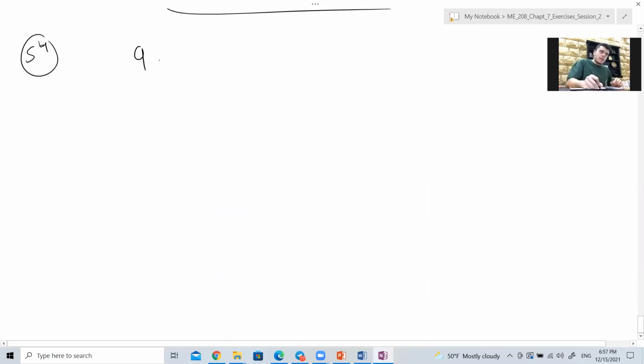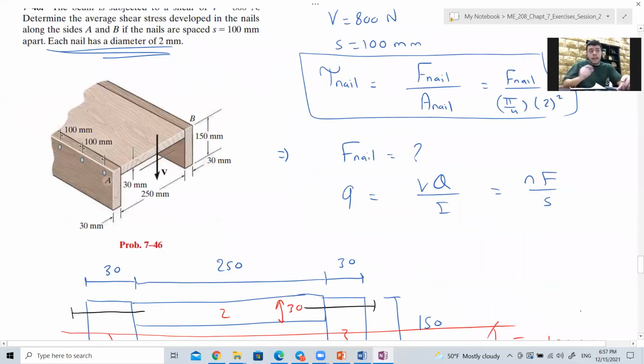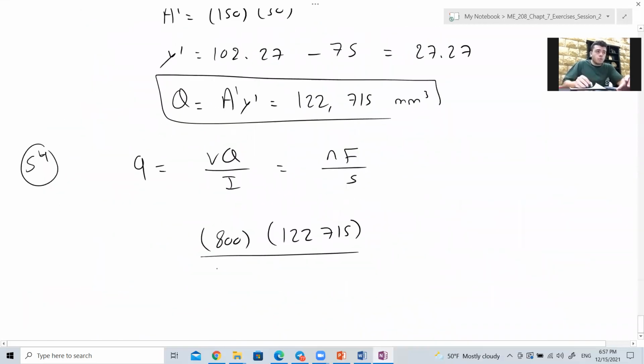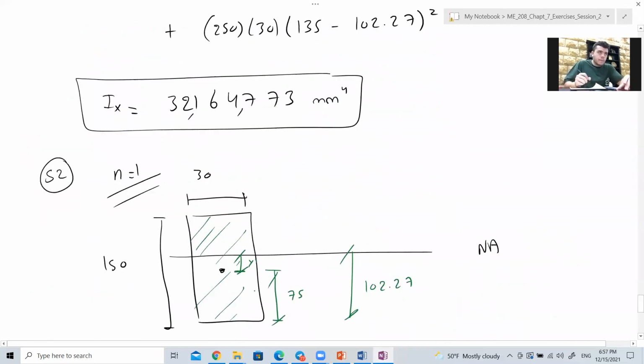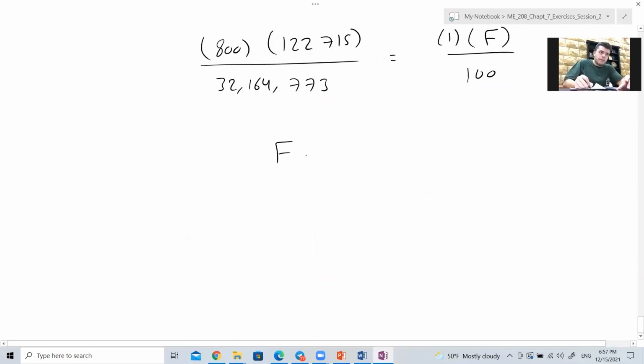4, q equals VQ over I equals NF over S. نحن بدنا الF معنا الV. الV بالcross section it's given 800 newtons. والQ طلعناها 122.715 والI كمان جبناها 32164.773. الN هي 1، الF بدك تجيبها والS هي 100. طلع الF 800 times 122.715 times 100 divided by 32164.773 بيطلع لك 305 newtons.